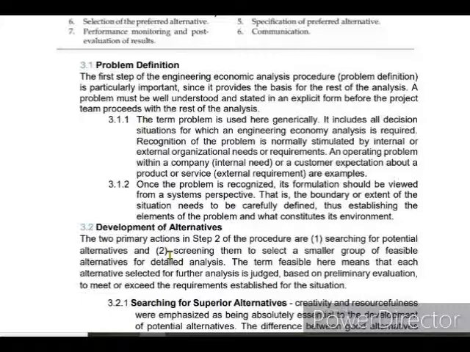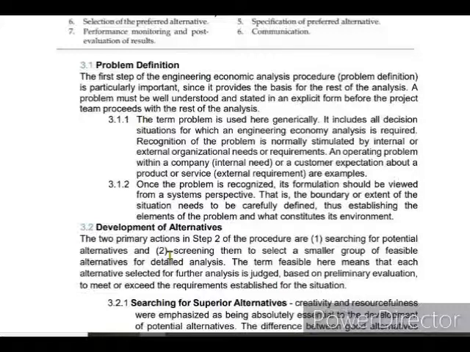Okay, so a problem must be well understood and stated in an explicit form or clear way before the project team proceeds with the rest of the analysis. So if we are in a team, we should not move to the part of analysis if the problem is not properly defined, because we may encounter error in our analysis or not relevant decisions or analysis.